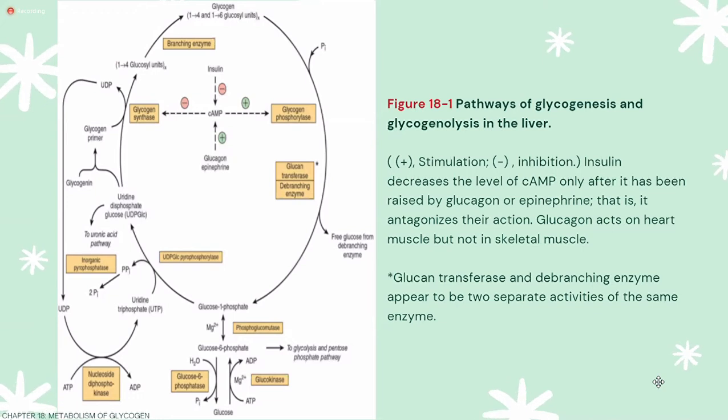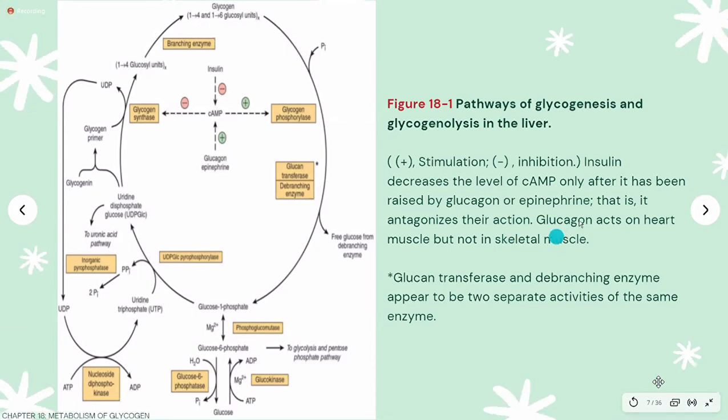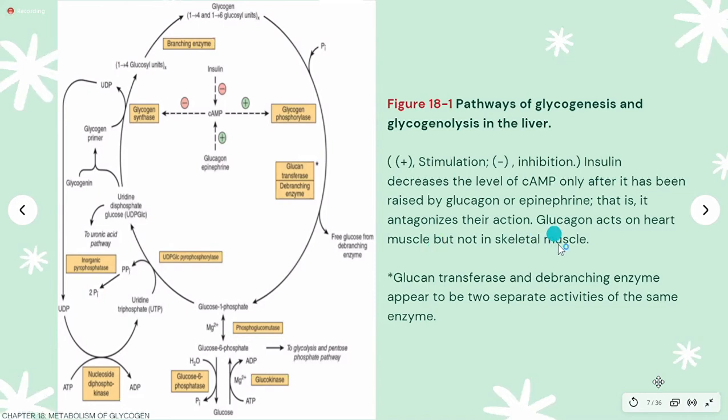Glucagon acts on heart muscle but not in skeletal muscle. Remember that. What acts on the skeletal muscle is epinephrine, and it has the same effect as glucagon. So, glucagon acts on heart muscle but not in skeletal muscle. What acts on skeletal muscle is epinephrine. That's why we have here glucagon, epinephrine.